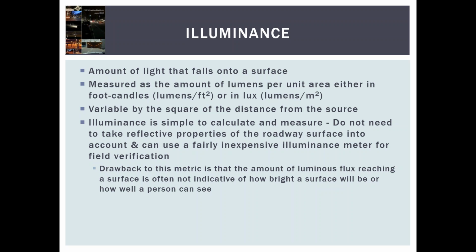As a lighting metric, illuminance is simple to calculate and measure, not needing to take into account the reflective properties of the roadway surface, and only requiring a fairly inexpensive illuminance meter for field verification. The drawback to this metric is that the amount of luminous flux reaching a surface is not often indicative of how bright a surface will be or how well a person can see.